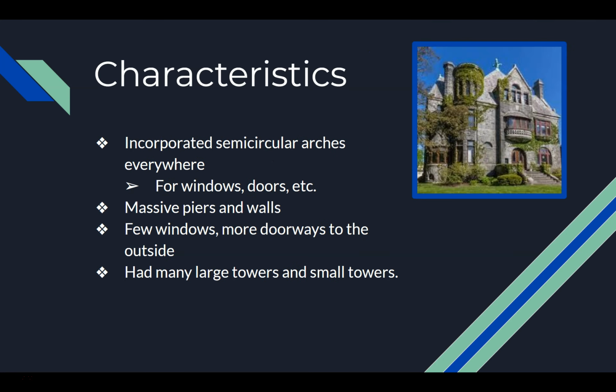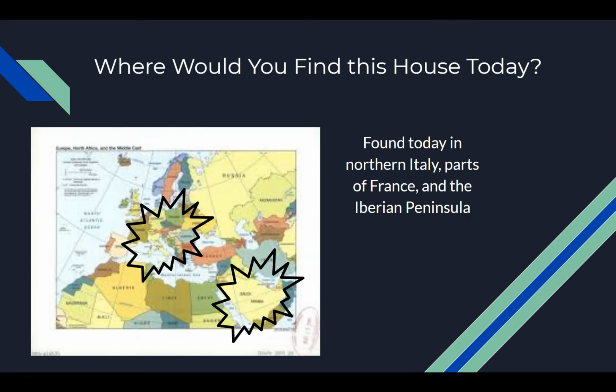Some characteristics, you can see the semicircle arches everywhere. You can see it up here, over the doors, windows. It's basically everywhere. That's super big for that time. You've got the piers and you've got really big walls also, since it's just this super big structure. You don't have as many windows. It's more just doorways to the outside. And it had different sizes of towers. You could either have big towers or small towers in the houses.